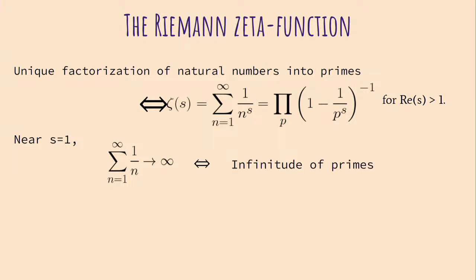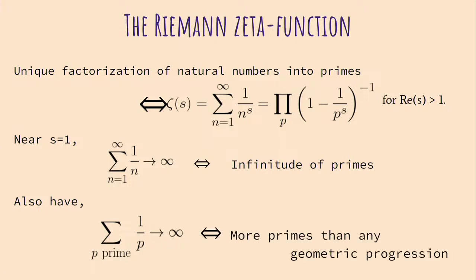So it immediately gives me infinitude of primes, otherwise this goes to infinity, so this must also go to infinity. Now if this goes to infinity when s equals 1, that also tells me that summation 1 over p, where p runs over prime numbers, should also go to infinity. This immediately tells me that there are more primes than any geometric progression on natural numbers. So just by staring at it without doing any work, we get something about the distribution of primes.